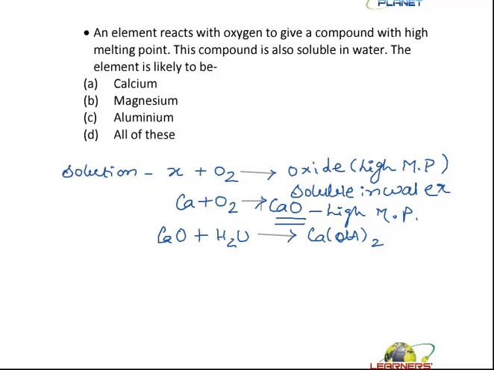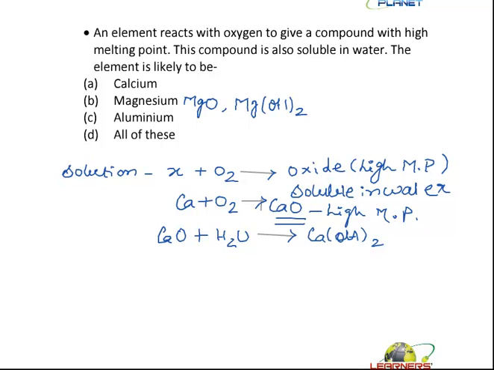Same is the case with magnesium. Magnesium with oxygen is forming magnesium oxide. This too has a high melting point. Why am I saying this? High melting point, because they are ionic compounds. So ionic compounds have got very high melting points. And it is also soluble in water, forming what? Magnesium hydroxide.